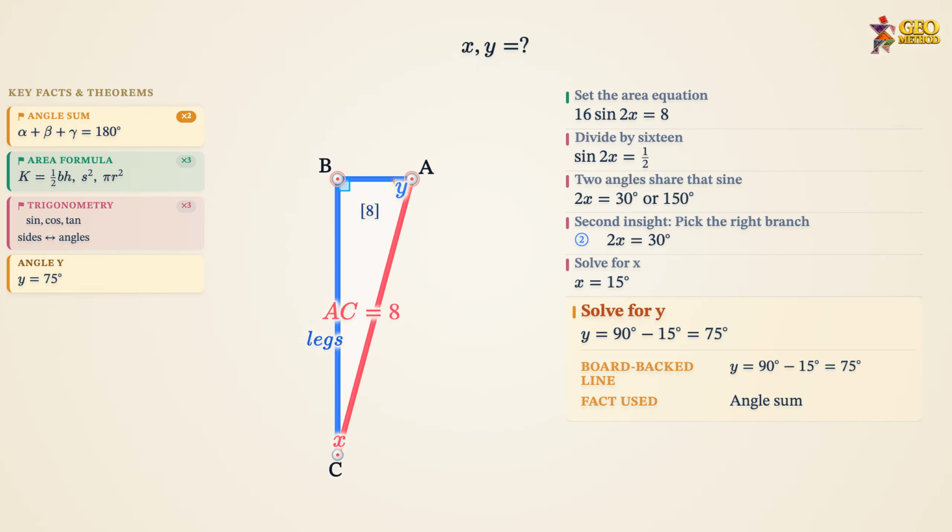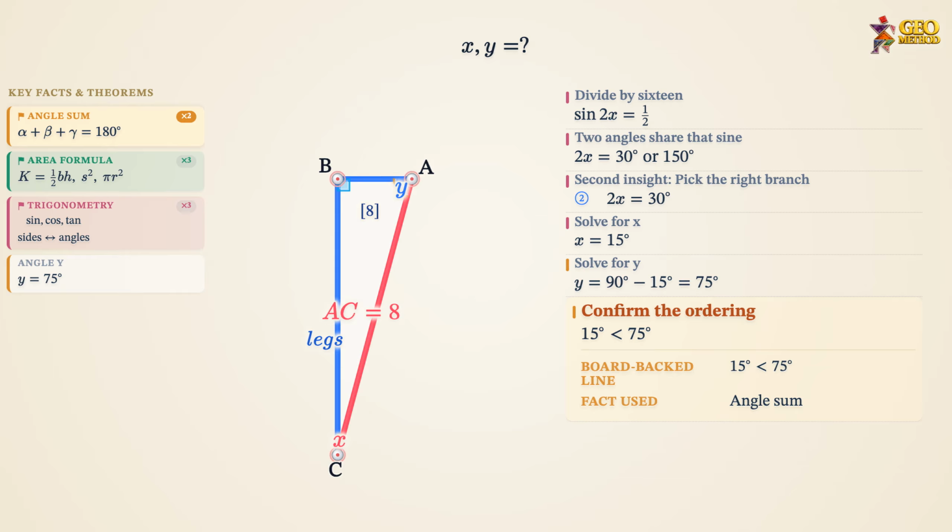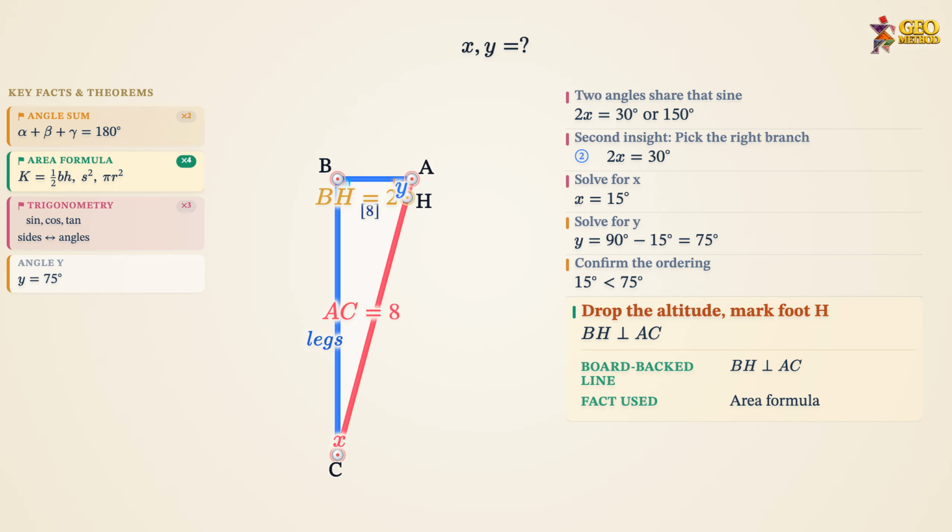Since x and y complete 90 degrees, y is 90 minus 15, which is 75 degrees, the angle at vertex A, and 15 is indeed less than 75, so the condition x smaller than y is honored. The angles are consistent. Let us confirm the area a second way.